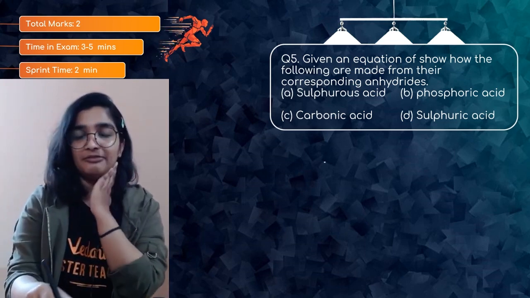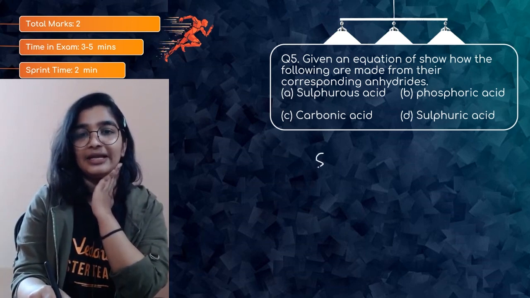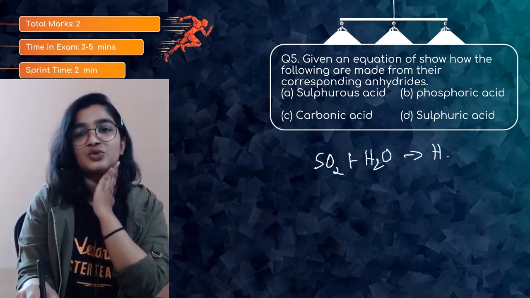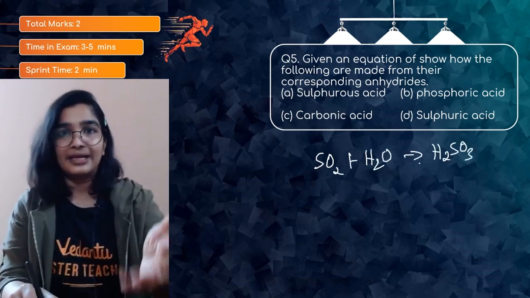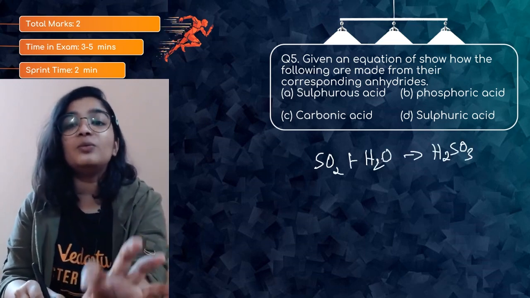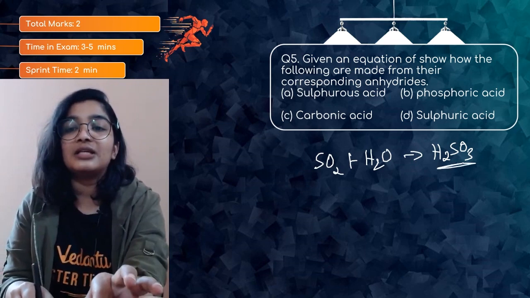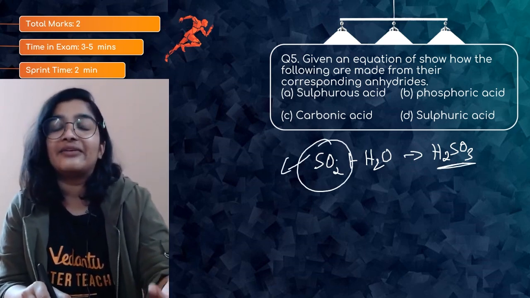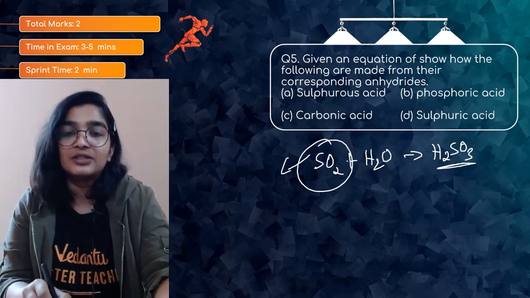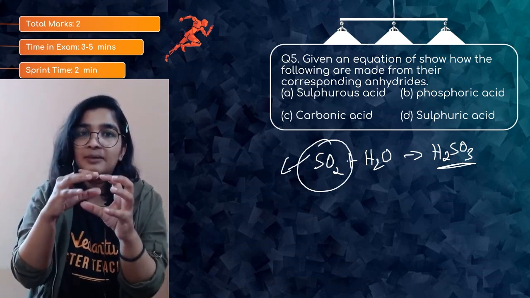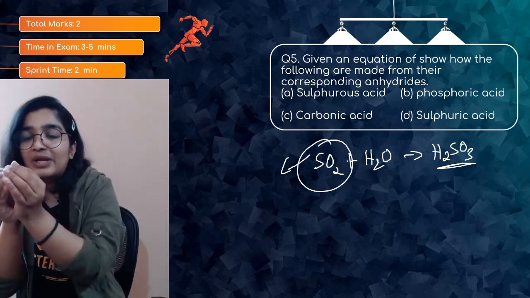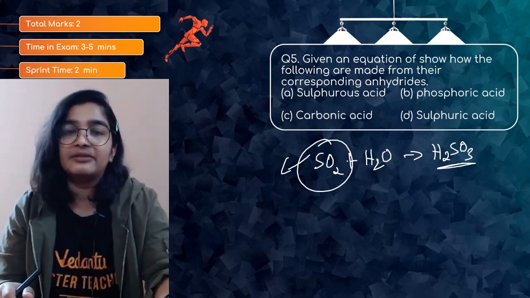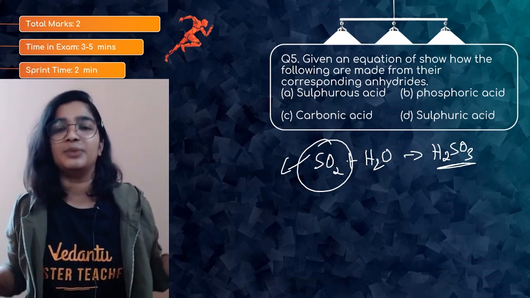For example, sulfurous acid is, I'll write and show it to you, SO2 plus H2O. You will get H2SO3. So SO2 plus H2O is sulfurous acid. So this is what is an anhydride of sulfurous acid. So if you remove water molecule from an acid, whatever the part you get, whatever the substance you get is anhydride, which does not contain water molecule, in simple words.